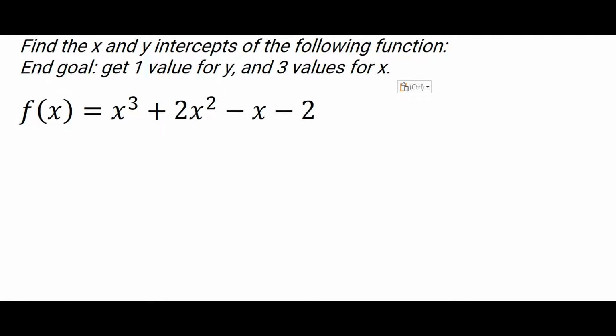It's just to know that there will be the same amount of answers for x as the highest exponent for the x, or the y, or whatever the variable is. So the highest exponent of x is 3, so there are going to be 3 values for x.